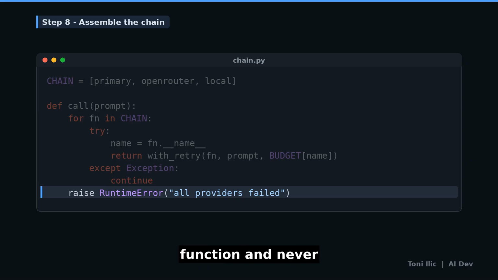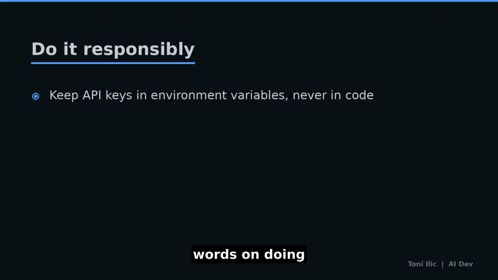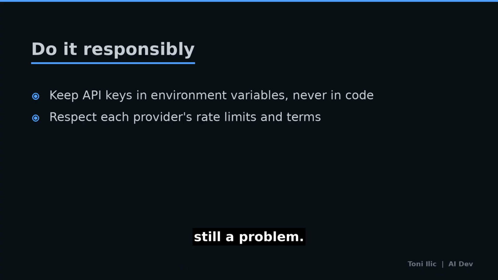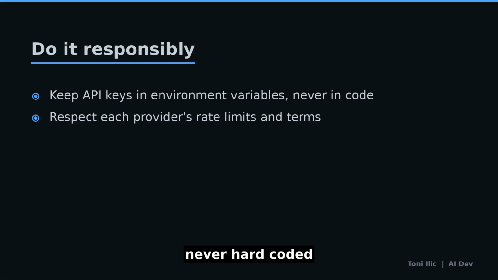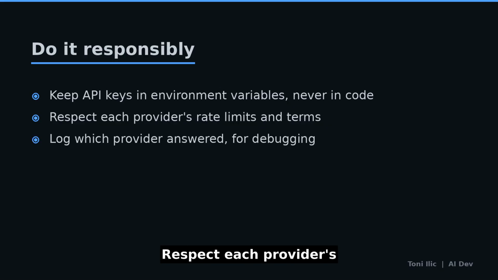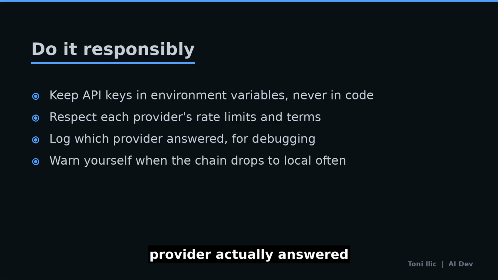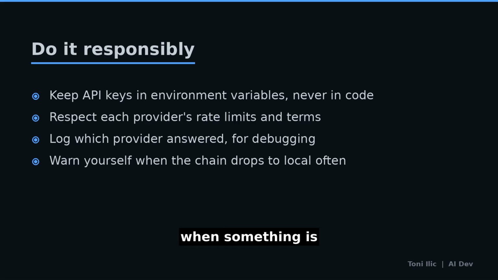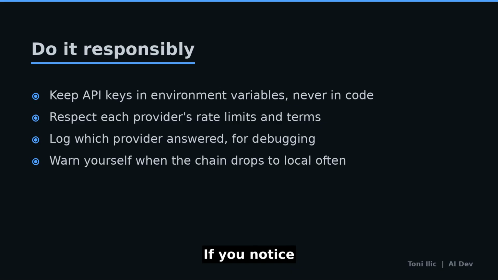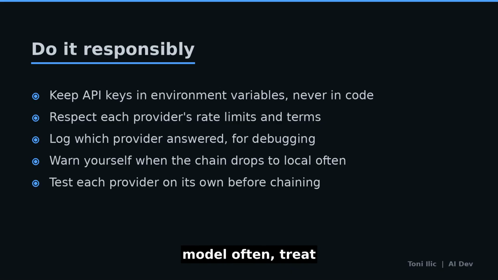Before we automate this, a few words on doing it responsibly, because a resilient system that misbehaves is still a problem. Keep every API key in an environment variable or a secrets manager, never hard-coded and never committed. Respect each provider's rate limits and terms of service. A fallback chain should be polite, not a way to hammer around limits. Log which provider actually answered each request, so when something is off you can see it instantly. If you notice the chain dropping to the local model often, treat that as an alarm that your primary is unhealthy. And always test each provider by itself before wiring them together.